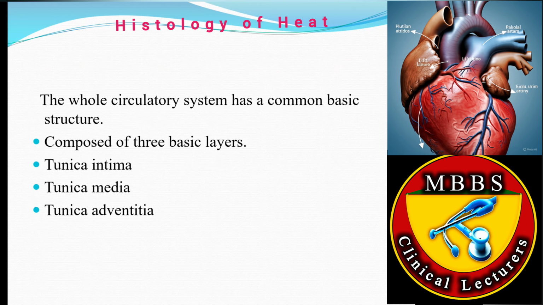The whole circulatory system has a common basic structure composed of three basic layers. Number one, the inner layer, tunica intima; the middle layer, tunica media; and the outer layer is called the tunica adventitia.